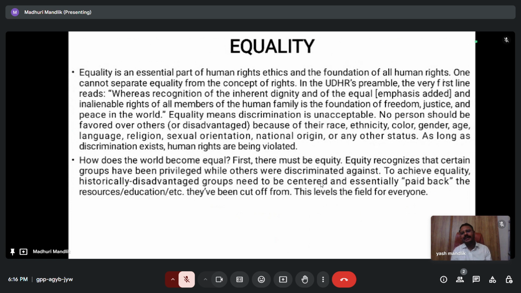Next is equality. Equality is an essential part of human rights ethics and the foundation of all human rights. One cannot separate equality from the concept of rights. In the UDHR's preamble, the very first line reads as follows: whereas recognition of the inherent dignity and of the equal and inalienable rights of all members of the human family is the foundation of freedom, justice, and peace in the world. Equality means discrimination is unacceptable.